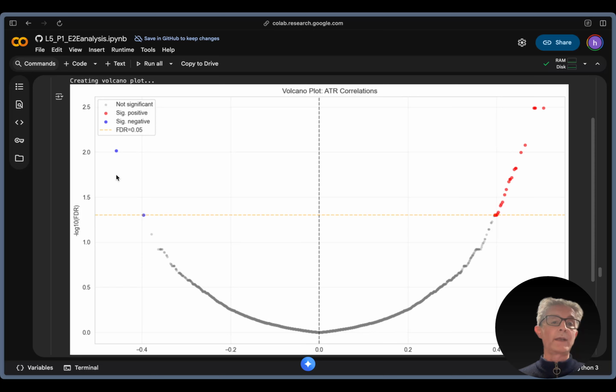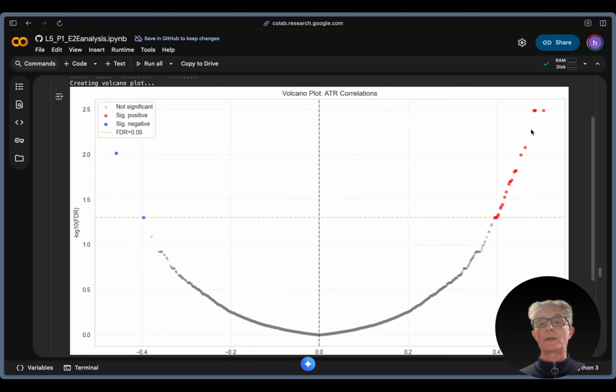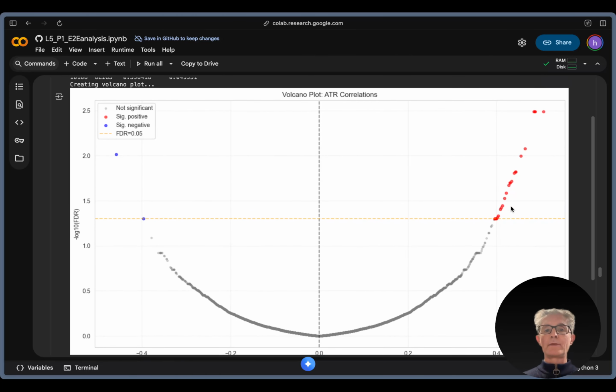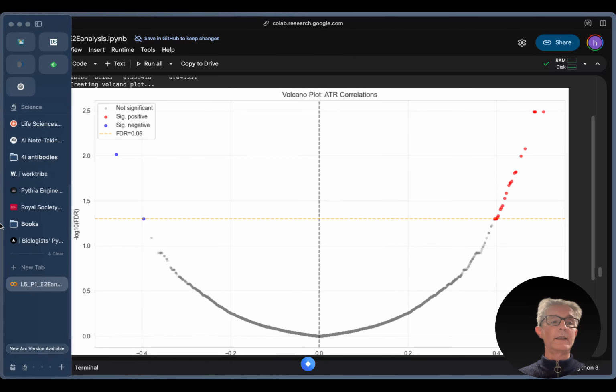So here we don't have any significant negative correlations, but oh no, we do have two significant negative correlations, and we have quite a few significant positive correlations. And this here is probably SLU7 and ATR and things like that, so the most significant ones. So this gives us a nice instant overview. Then we can look at the individual data, so we can see what SLU7 looks like when we plot it against ATR.